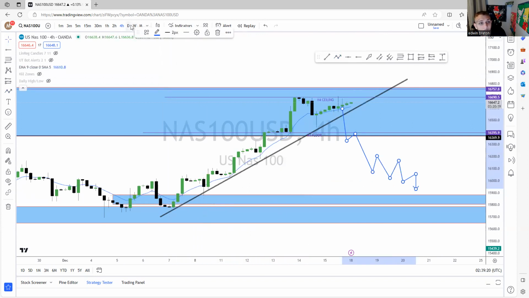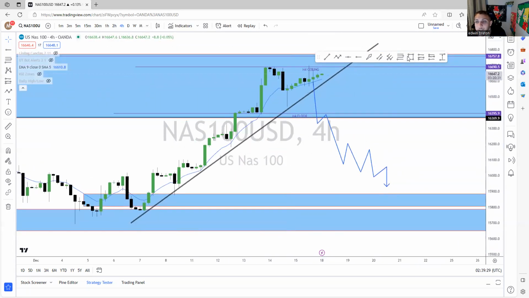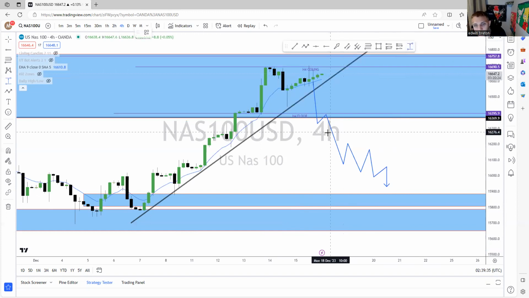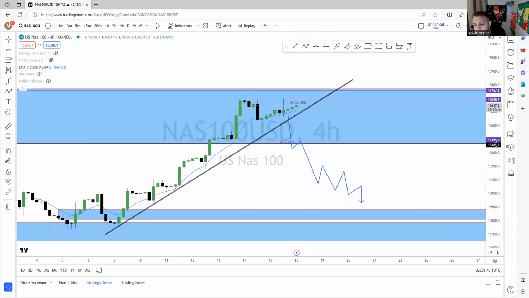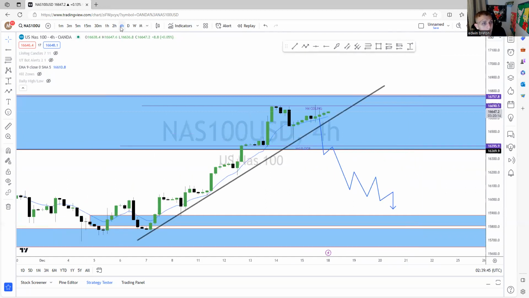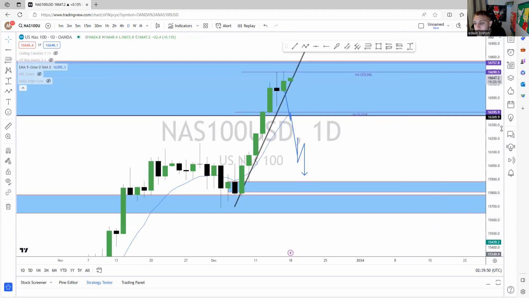Remember, we do have a monthly and weekly demand zone here and a daily order block. So we do want to watch out. We can take trades. We can short the market, but we do need to understand it is extremely bullish. So these are going to be intraday plays, and if we do break underneath that range, it's a 500 pip play to the downside. Obviously, if you're a day trader, you're going to be intraday trading this. But that's pretty much my breakdown for NAS for this week.